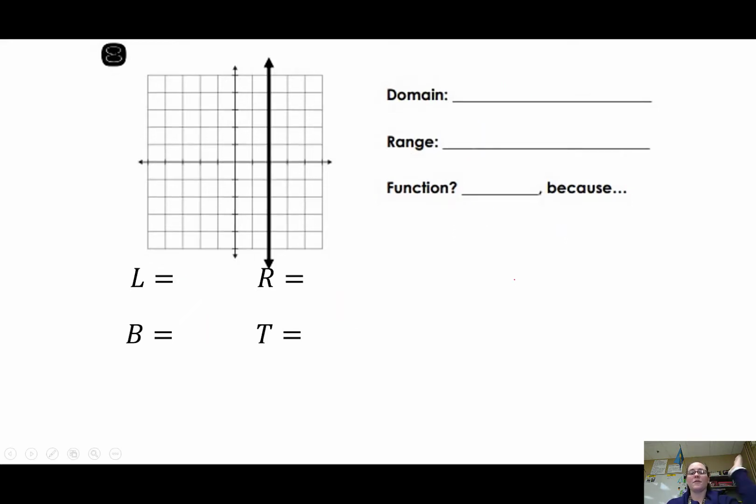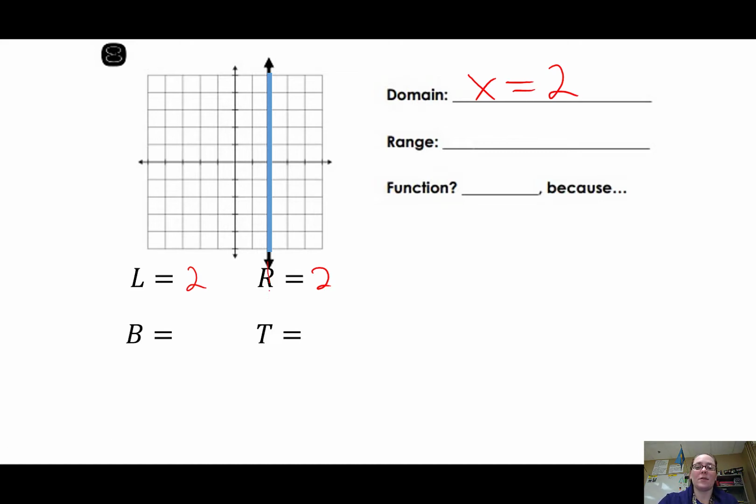All right, I've got a vertical line. So how far left do I go on this one? Well, the only place my line is, is right here. And that's at 2. So left and right are both 2. So this is x is equal to 2, because no matter where I am on that line, x will always be 2. So how far down do I go?